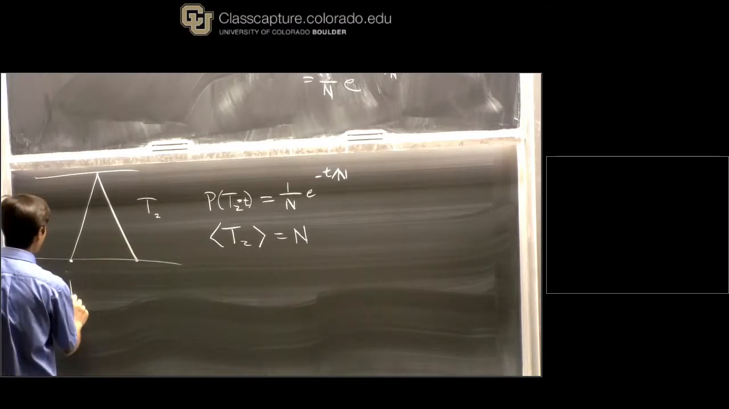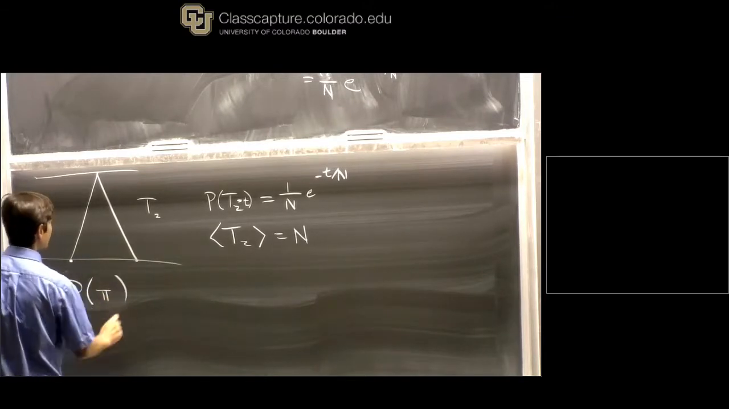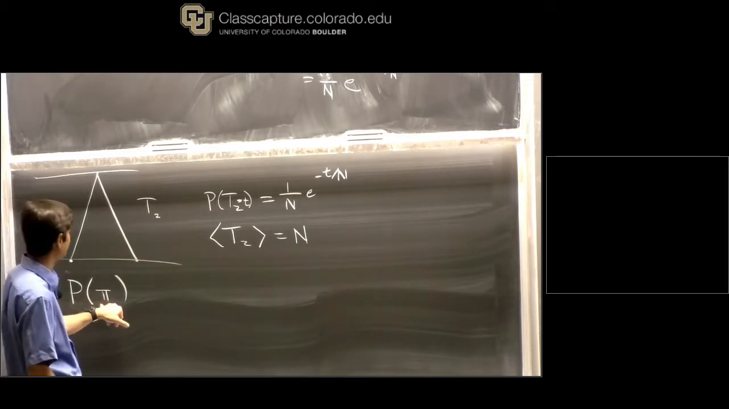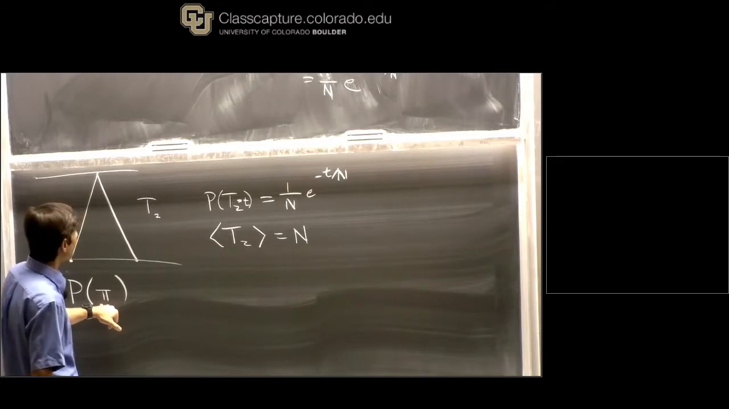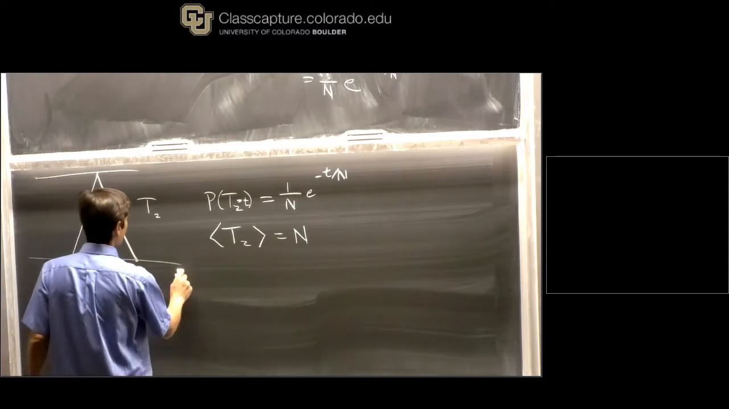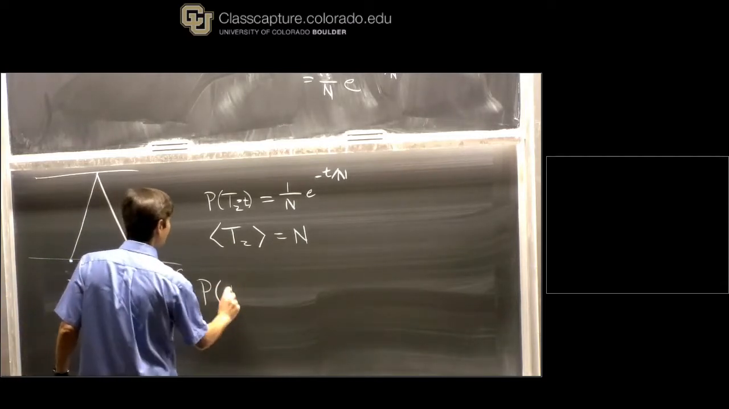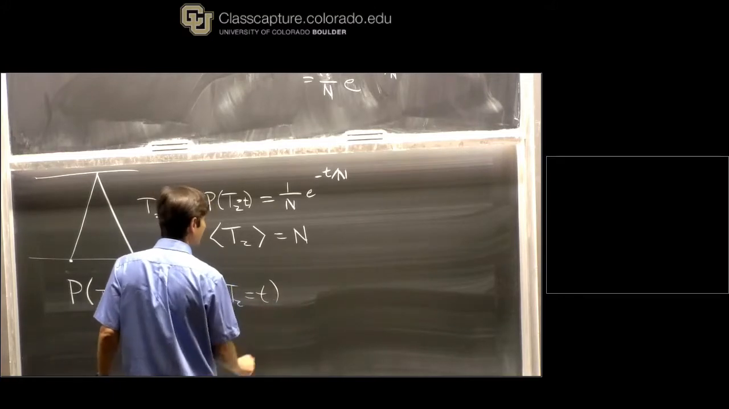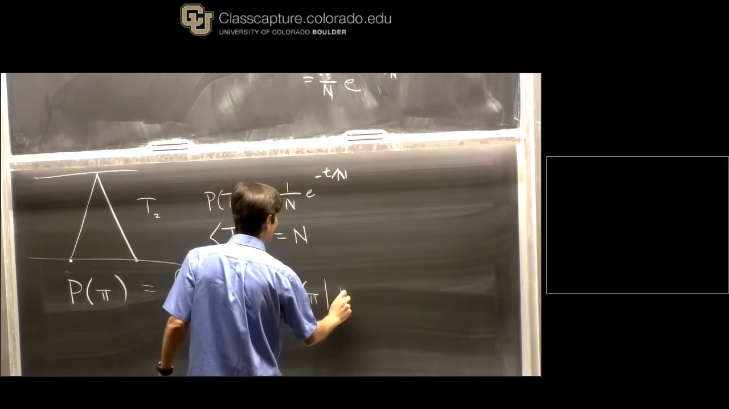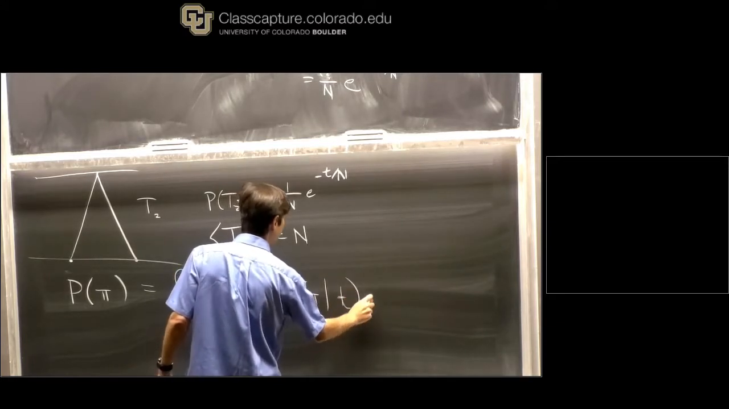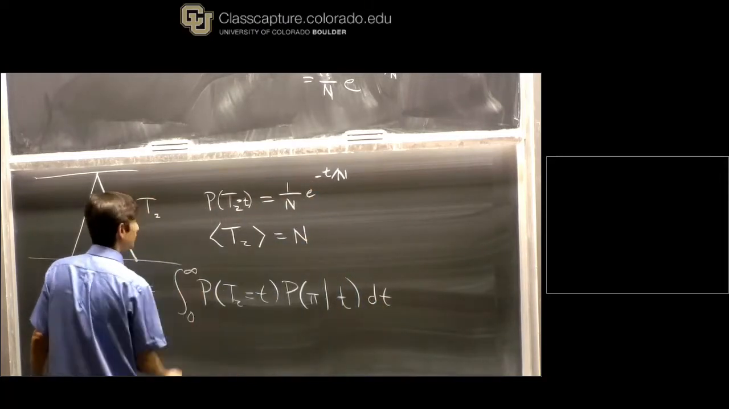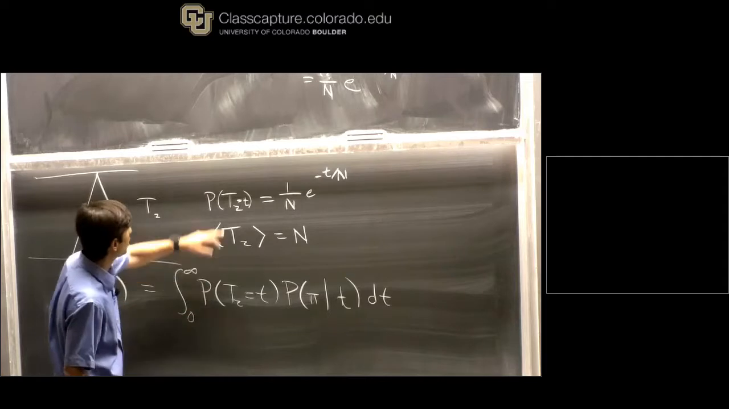And so what we can say is that the probability distribution, it's traditional to refer to heterozygosity as pi in population genetics for reasons I do not understand. But the distribution of this pi, okay, is just going to be the probability that T2 takes on some particular value times the probability you get that value of pi given that value of T2, summed over all possible values of T2, okay, from 0 to infinity. All right, we know what this is.